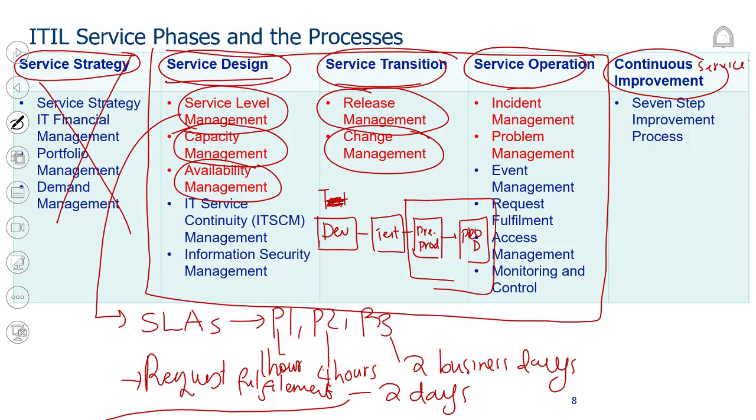So we raise a problem, and the reason for raising a problem is because we want the root cause analysis to be done. Problems are usually assigned to the senior people within the teams to find out why the problem occurred. And once they have found the cause of the incident, they come up with a way to prevent it from happening in the future.